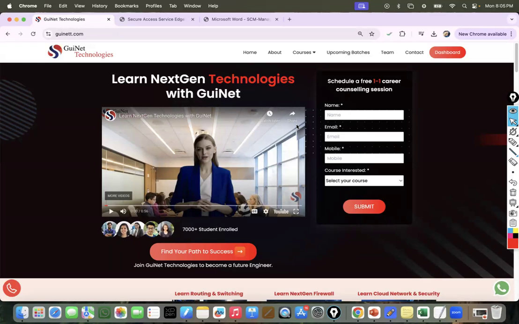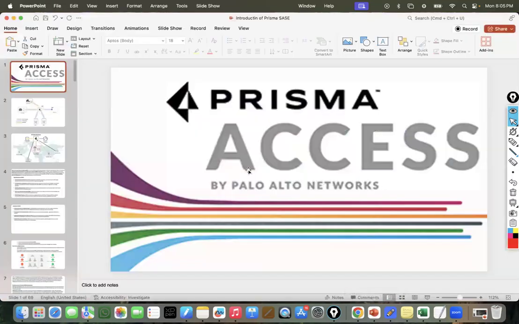Today we are tackling a game-changer technology, where the world is changing very fast in the networking and security domain. We'll try to introduce Prisma Access. We are going to focus more on Prisma Access, which is by Palo Alto Networks. First, Prisma Access is a product that has been launched by Palo Alto.